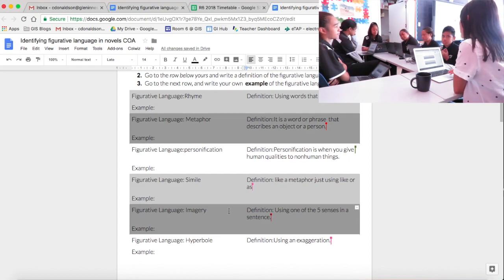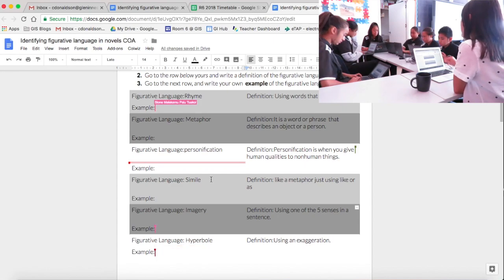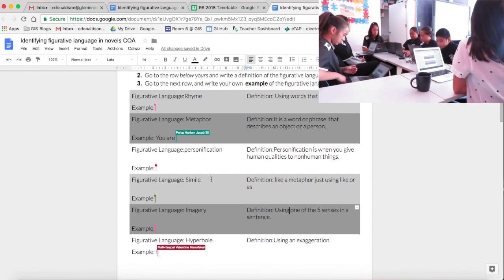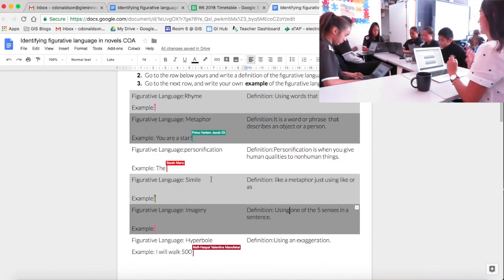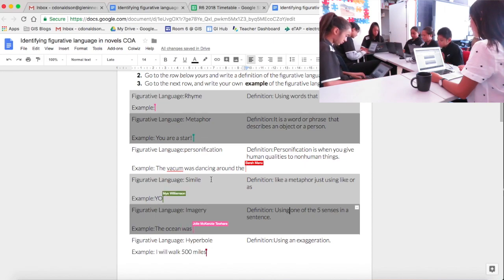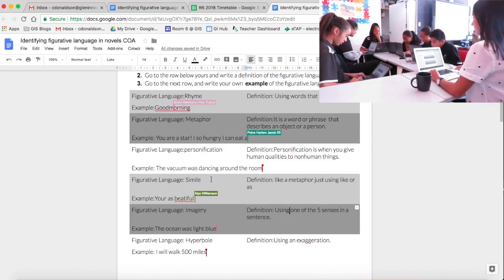Alrighty, so the last thing you're going to do, you're going to go down to the next one below the one you've just done, and you're going to write an example for that different type of figurative language. Done. Cool, so you can pop another one because that's really easy for you. Can't spell. Why don't you do another sentence which talks about a different sense? Okay.